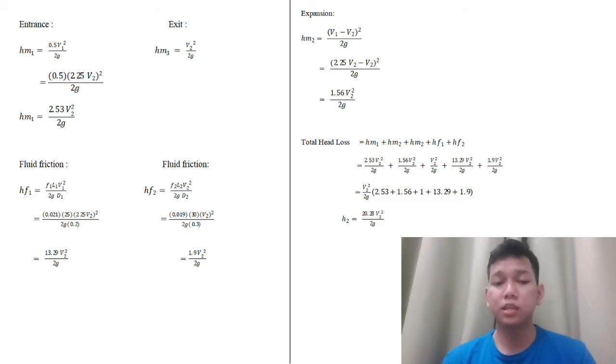Okay, for the major losses, HF1 equals 30.29 V2 squared divided by 2G. And for HF2, F2 L2 V2 squared divided by 2G and D2. For the total head loss, as I mentioned before, just sum up all of it: HM1 plus HM2 plus HM3 plus HF1 plus HF2. Then we will get for the head loss calculation 20.28 V2 squared divided by 2G.